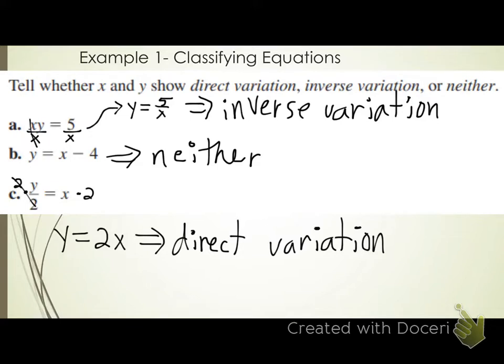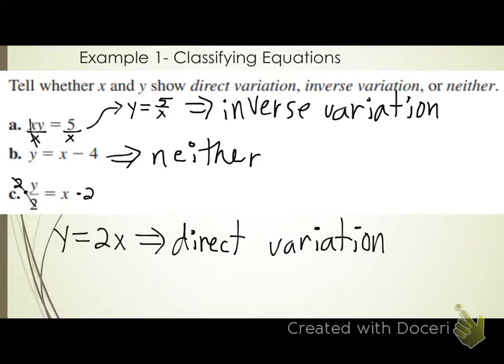Any questions on classifying equations as inverse, direct, or neither? Solve it for y. If it takes the form y equals a over x, it's inverse. If it takes the form y equals ax, it's direct. If it doesn't take either of those forms, it's neither. Everyone got that?